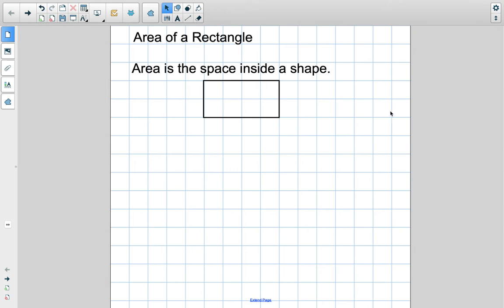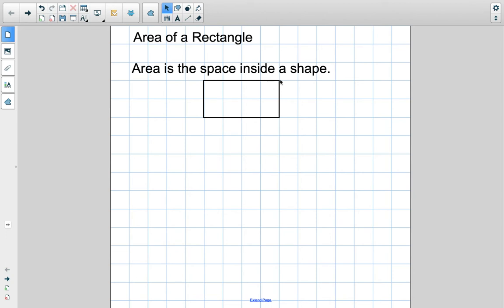Hey there, grade four. So today we're going to be doing another lesson, taking a look at the area of a rectangle. I had you do one quick lesson on Friday where you were asked to determine what the area of a shape was by counting the squares. So let's go and review what we've learned already.